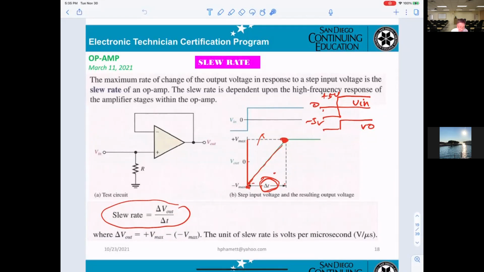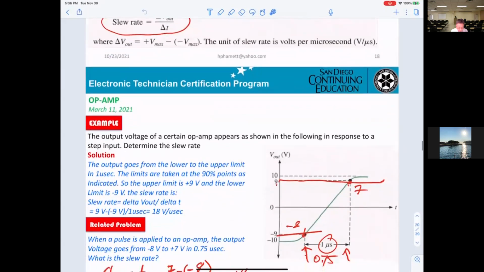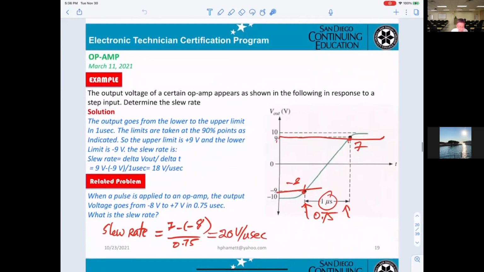Okay, so basically the output is supposed to go exactly the same as the input, the thing is just a follower. However, they do not. They take a little time to get to the maximum V out. So the time between minus V maximum up to the point they go up here, that we're talking about is a delta T. When you do an example, you can understand a little more right here.